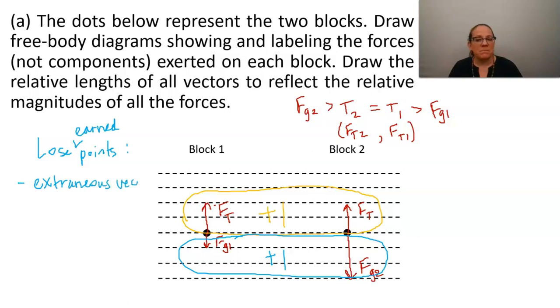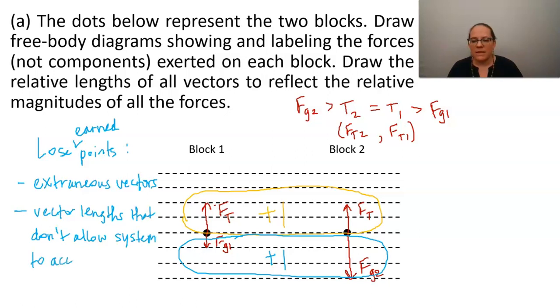I don't know what other kinds of forces you might involve, but if you drew any extra forces, you'll lose points for that. And then you could also lose a point for vector lengths that don't allow the system to accelerate in an appropriate direction. So if you drew, for instance, the tension equal to either one of the weights, that's not going to produce the appropriate acceleration. So that's our part A, worth 2 points.